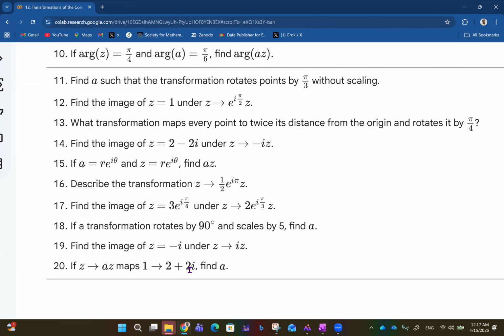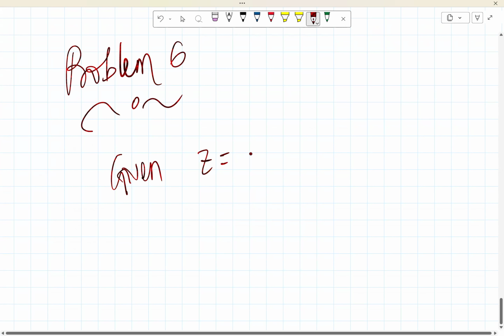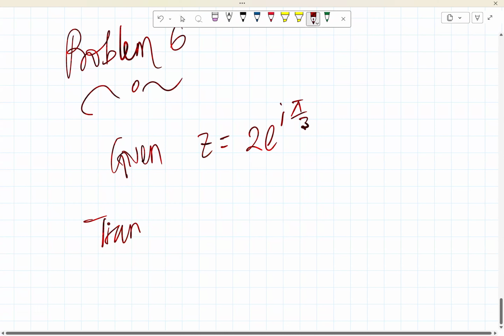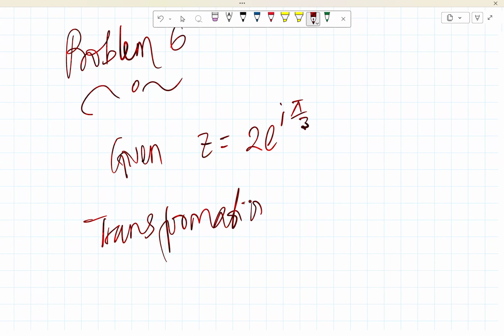So, problem 6 now. We are given Z equals 2e^(iπ/3). Pi is 180, right? So that's 60 degrees there, so that can help. Then the transformation we have from the question is such that Z is mapped to 3e^(iπ/6)Z, like that.